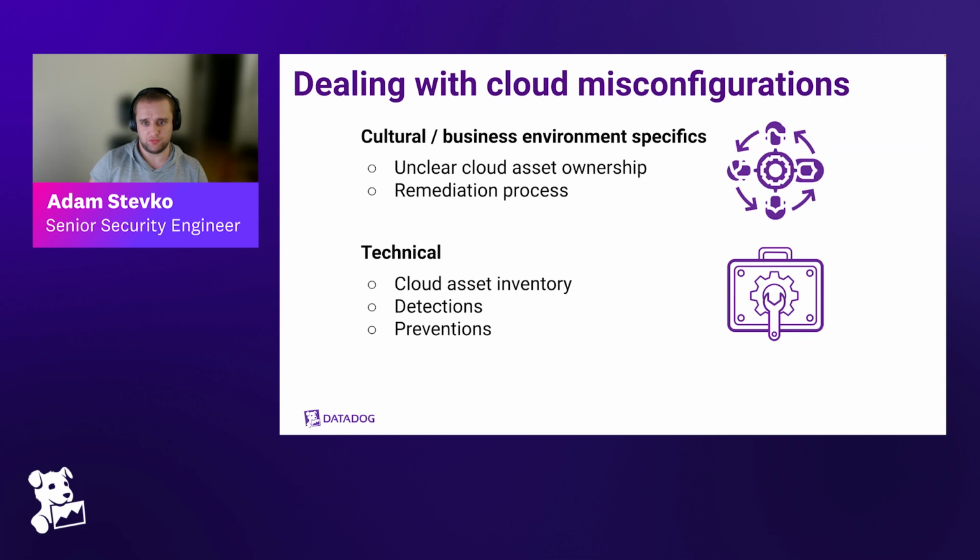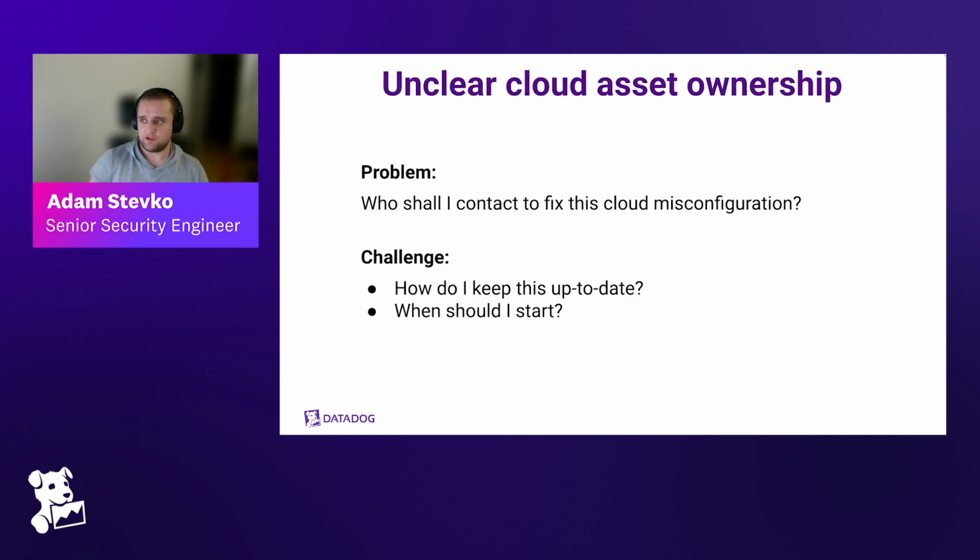These are divided into things that we consider to be cultural or business environment specific, and then purely technical. Starting with the first problem, usually when you encounter a cloud misconfiguration, the first thing after you validate it is: okay, who do I need to contact? So who can actually fix this? Basically, who is the owner of the misconfiguration, or who is responsible for it? Challenges that we were facing were basically, when should we actually start dealing with this, like the ownership model, and how do we keep it up to date?